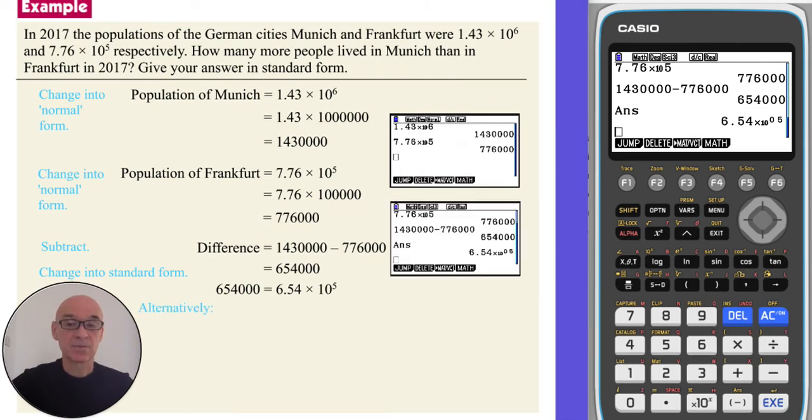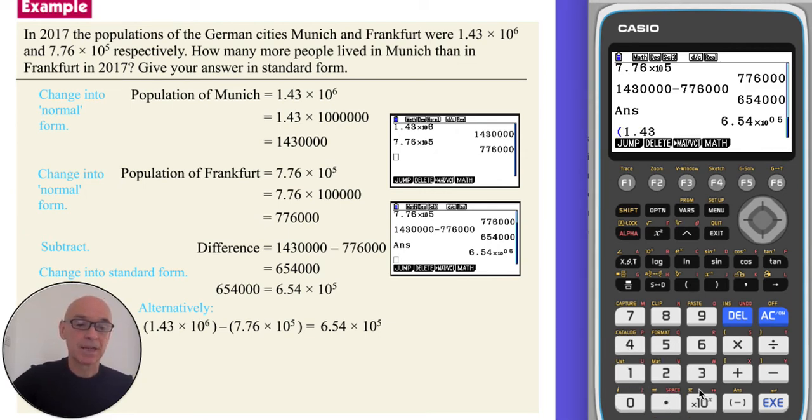Now, the easiest way to do the question is to type the calculation all in on one line. So putting a bracket around the first number, 1.43, again you press EXP at the bottom, 6, close the bracket for that number, subtract 7.76, 10 to the power of 5, close the bracket for that number.